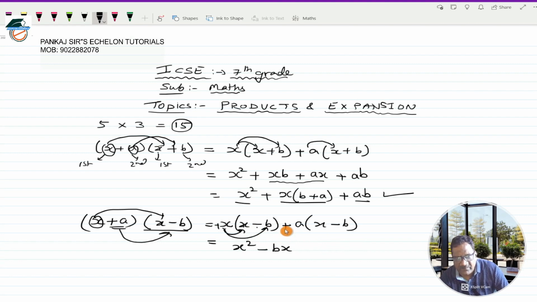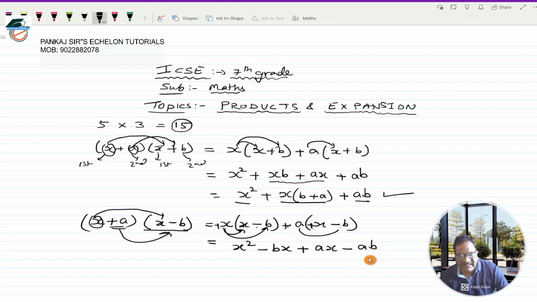Now plus into plus, here also there is a plus. See, if there is no sign mentioned before any variable, you have to assume it to be plus. So this is plus a and this is plus x, right? So plus into plus is plus and it will be ax. A into x is ax. Then this into this, so plus into minus is minus and a into b is ab.